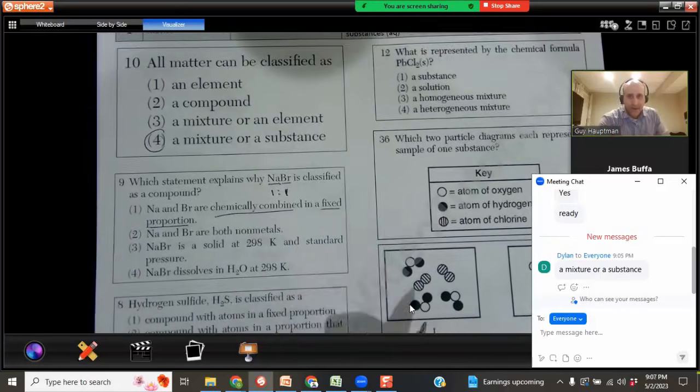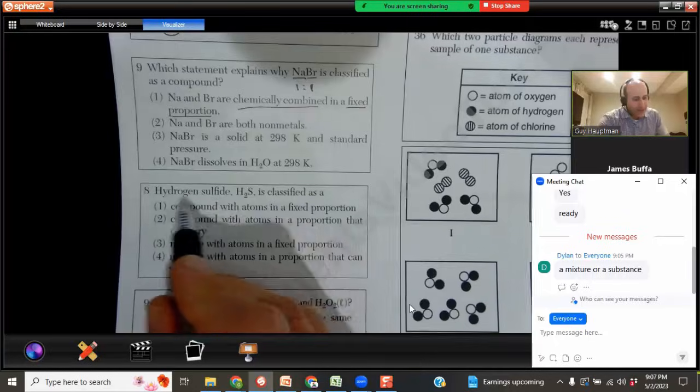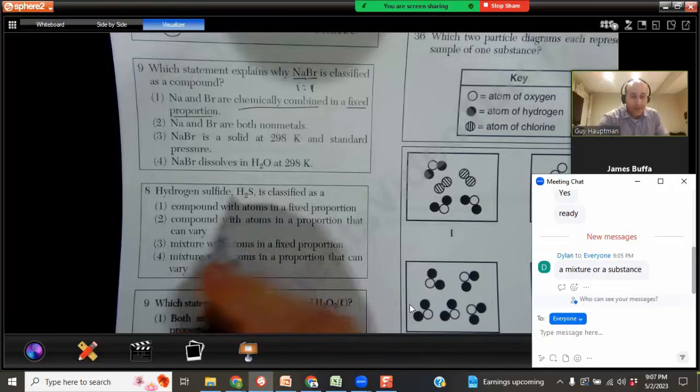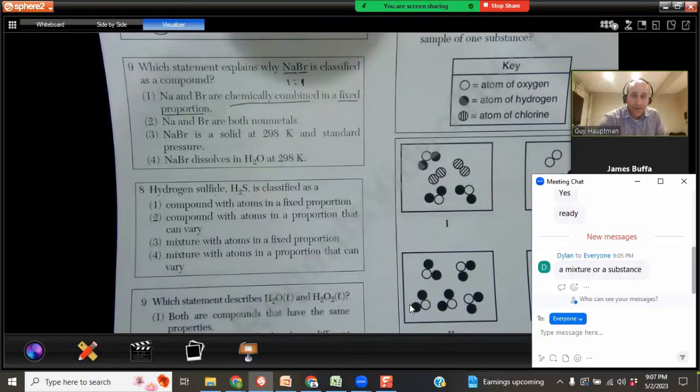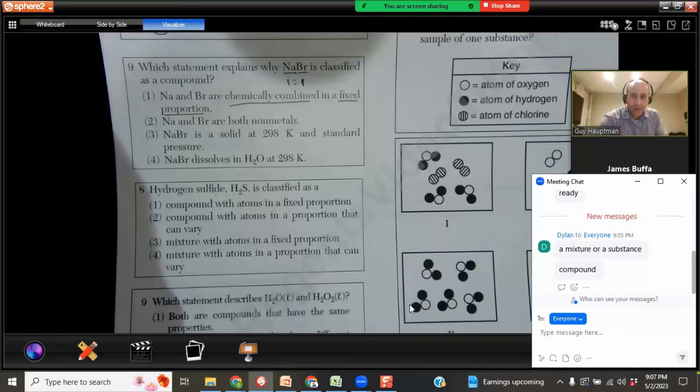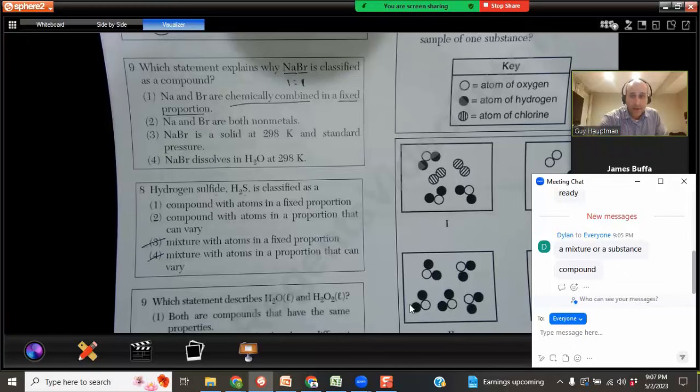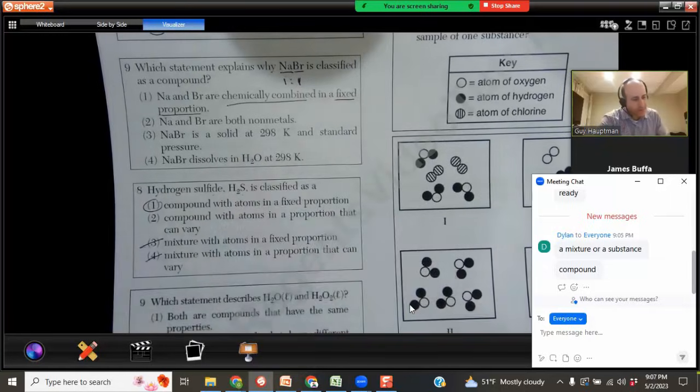All right. Now, if we go on to the next question right here, number 8, it gives us hydrogen sulfide with a formula H2S. Notice two different capital letters makes it what? What do you think the answer is going to be here for question number 8? Yep, it's compound. So is that choice 1 or choice 2? We know it's not choice 3. It's not choice 4. Is it going to be compound in a fixed proportion or a proportion that could vary? One. Yep, it's going to be a compound with atoms in a fixed proportion.